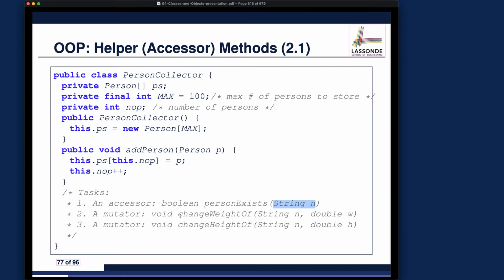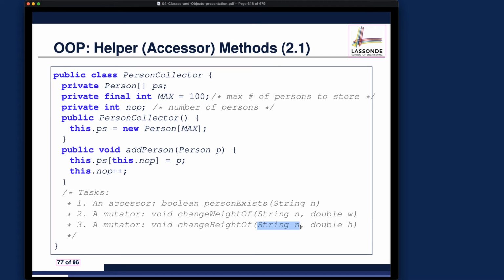And then we got a mutator, let's say change the weight of. We want to search through the person collector, identify a particular person with the input parameter name, and then modify their weights to the input. And similarly, we also want to change the height of a particular person. And of course, if the person doesn't really exist in the person collector, let's say for now, for the purpose of illustration, we simply do nothing. If you want to change the height for Alan, but Alan doesn't really exist in your context object person collector, in that case, you just don't do anything to modify the person collector.